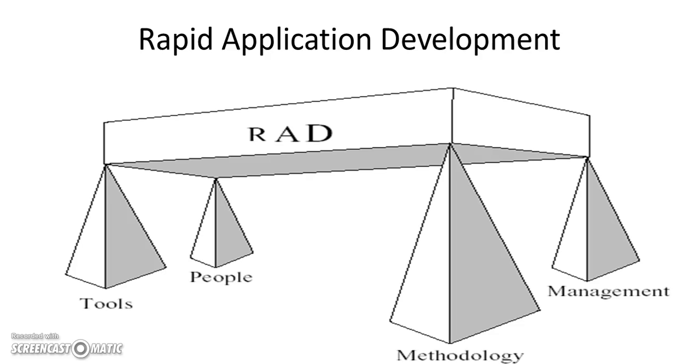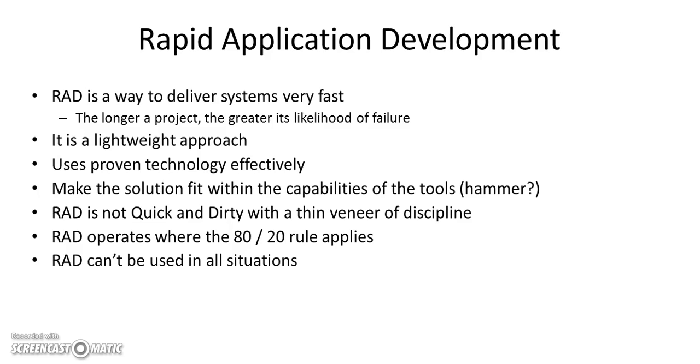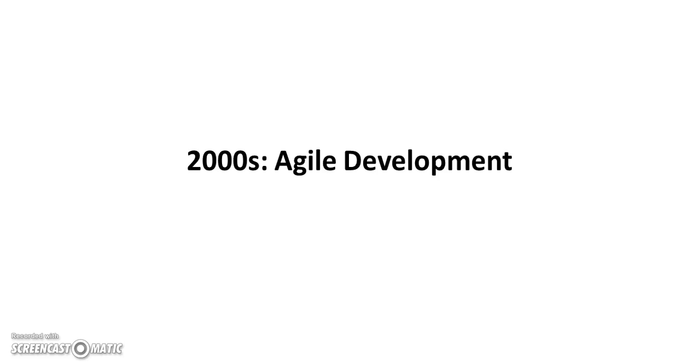Conceptually, RAD uses a table idea, where tools, people, management, and methodology are the pillars upon which RAD is built. So the theory here is RAD delivers systems fast in a lightweight way using existing tools. By the 1990s, there were a lot of prototyping tools already available. That is to say, people could build things using pre-existing libraries of software and nice little tools. So it allows for a quicker creation of software.